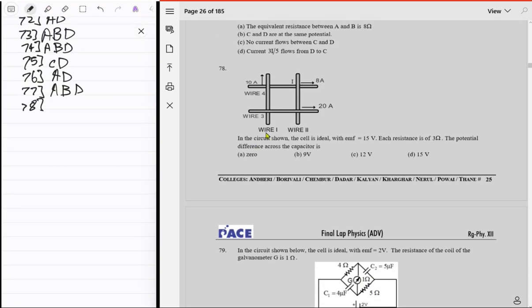Right, next question. 78. 78 is this thing. Okay, in the circuit shown, the cell is ideal with EMF equal to 15 volts. Each resistance is of 3 ohms. The potential difference across the capacitor is, which capacitor? I don't see any. This is a wire, this is a wire. Yes, the cell is ideal. Which cell, what are you saying? EMF equal to 15 volts. Each resistance of 3 ohms. This isn't matching. The potential difference across capacitors, I don't know, it's not matching with the figure. What is this? This does not match with this at all.